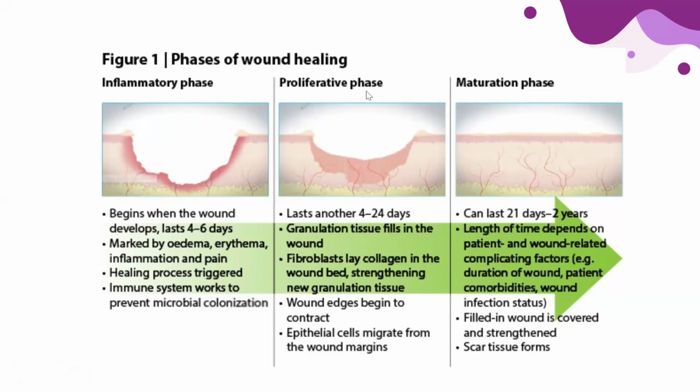Then what happens is the proliferative phase, and this is where you're healing the area. So this lasts for around 20 days, okay? And this is basically where granulation tissue is going to get produced. We have fibroblasts, which are laying down the collagen. We have the edges of the wound, which are going to begin to contract, begin to come closer. And the epithelial cells migrate from the wound margins so that we can have a good approximation between the wound margins.